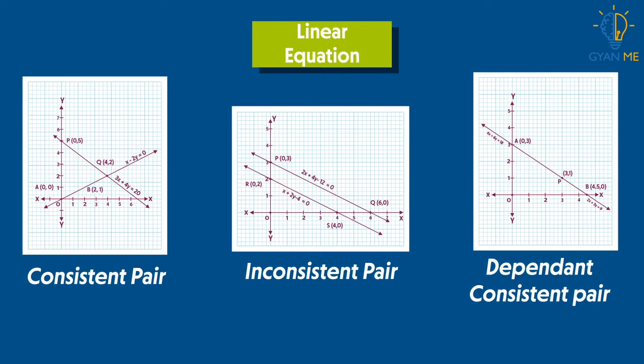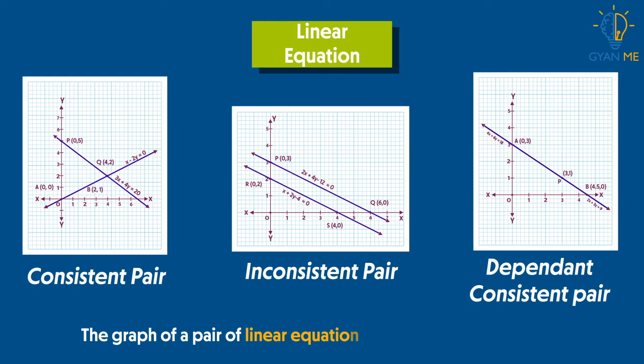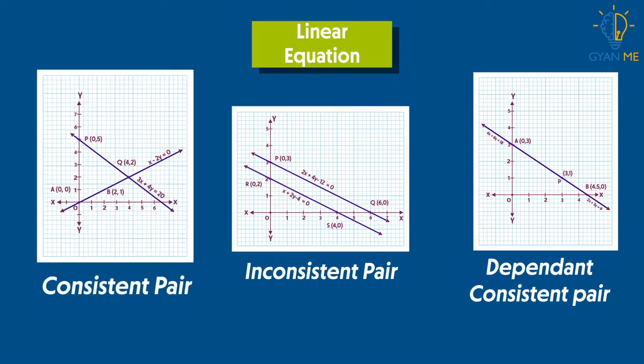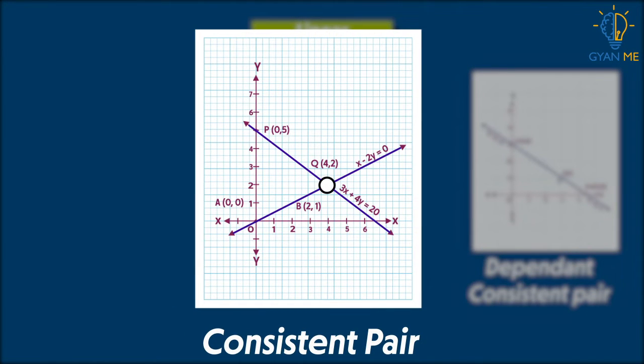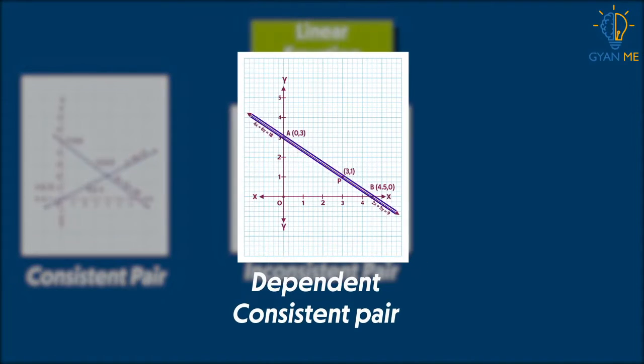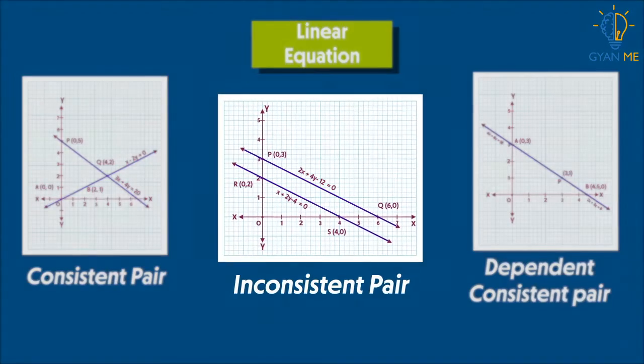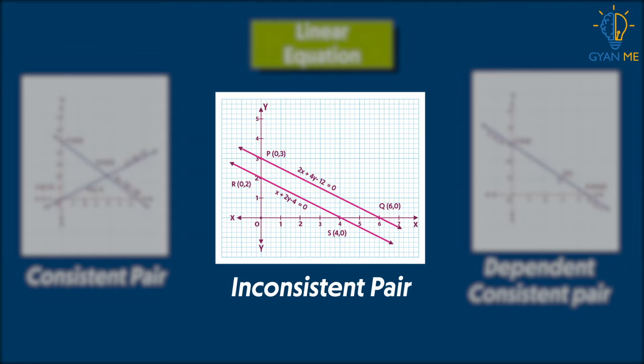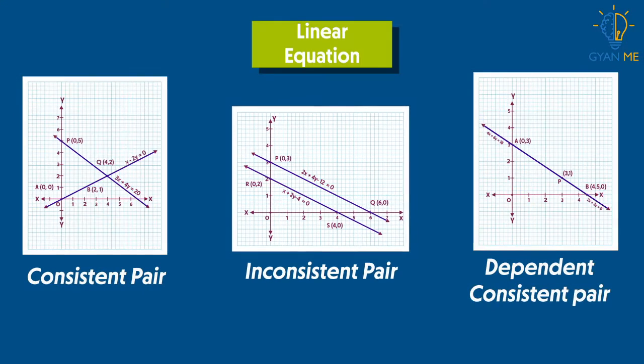Recall that the graph of a linear equation is always a straight line. So, the graph of a pair of linear equations will have two straight lines. Students, note that both the lines can either intersect at a unique point or both lines will coincide with each other, that is, overlap each other in case of a consistent pair, while an inconsistent pair will have two lines parallel to each other. We know that the coordinates of such point or points, that is, the ordered pair, will be the solution for the pair of linear equations.